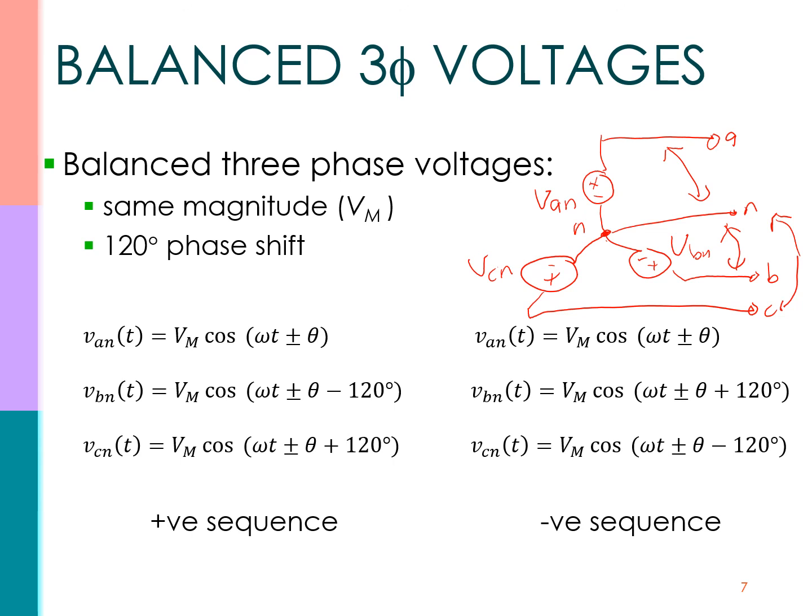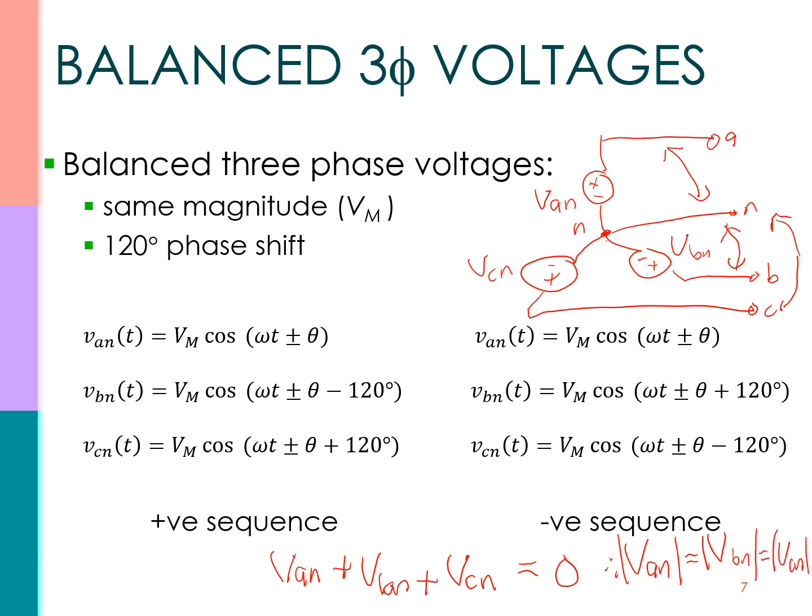If the voltage sources have the same amplitude and frequency and are out of phase with each other by 120 degrees, the voltages are said to be balanced. This implies that VAN plus VBN plus VCN is equal to 0. Once it is balanced, the magnitude of VAN is equal to the magnitude of VBN and equal to the magnitude of VCN. So the definition of balanced three-phase voltages is that they are equal in magnitude and out of phase with each other by 120 degrees.